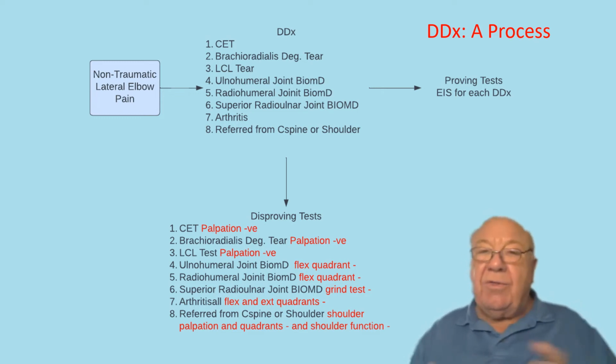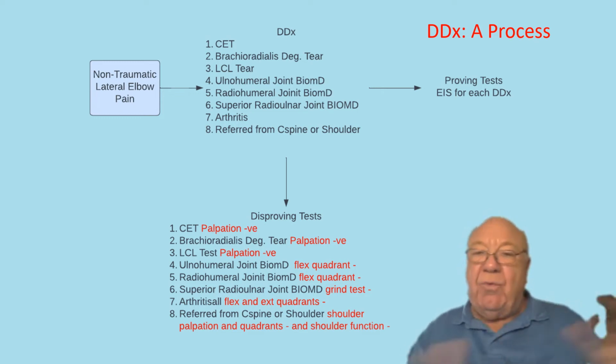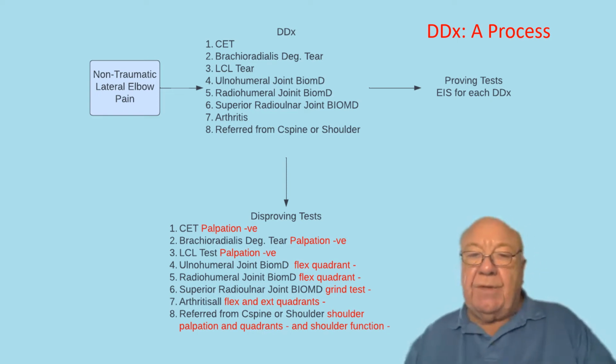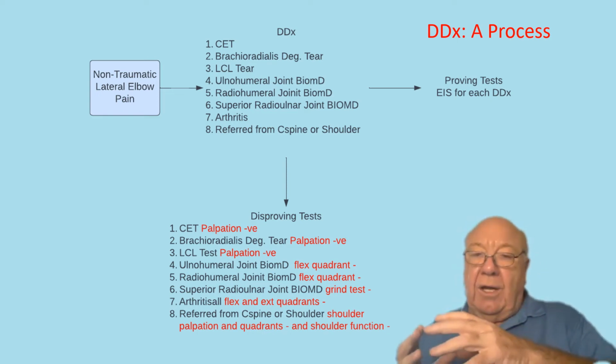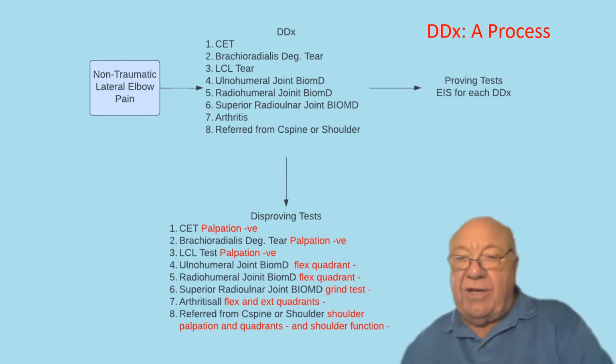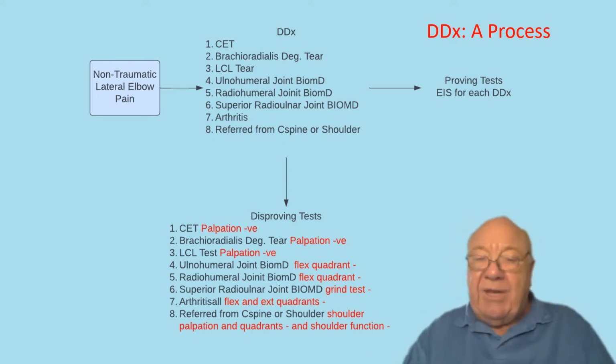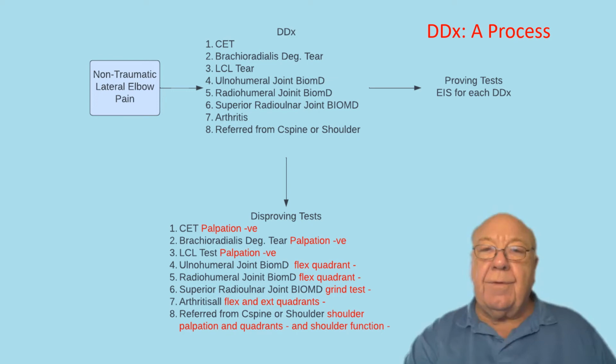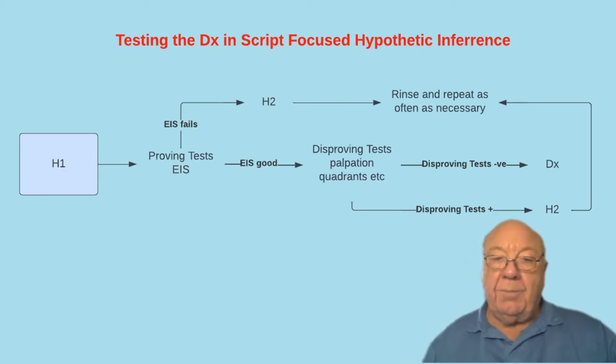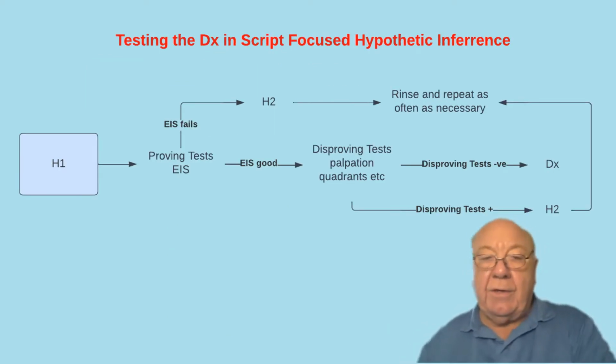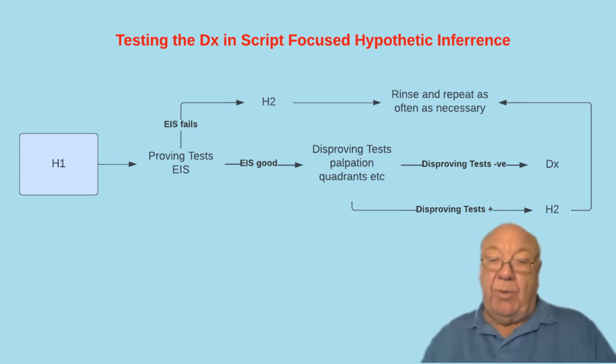But as a quick screen, a quick way of getting rid of things, these screening tests are good, providing they're highly sensitive in the process of eliminating conditions. So as a quick review, using script focused hypothetical inference, we use proving tests, obviously. I say obviously, I'm going to show you an alternate method of doing this, but this is the one we've been using. So we generate a hypothesis immediately based usually on where the pain is.